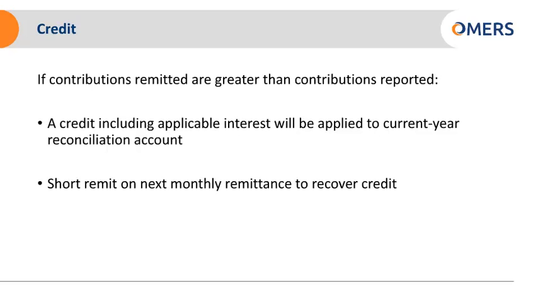A credit will occur if contributions remitted are greater than contributions reported. In order to recover this credit, you will need to short remit on your next monthly remittance. It is important to recover credits, as you don't want it to carry over into the following year, as this will pose challenges when you try to balance your contributions in the following reconciliation year.